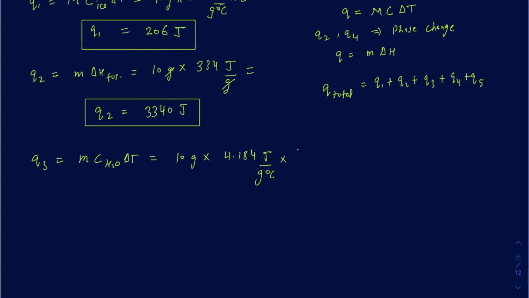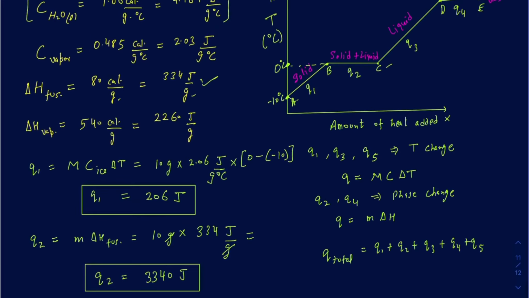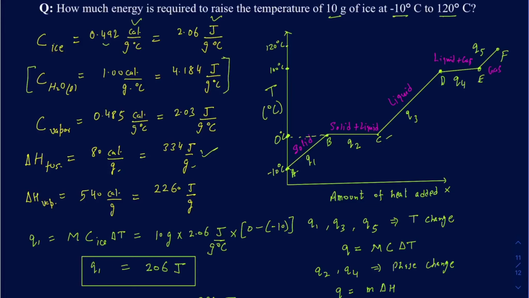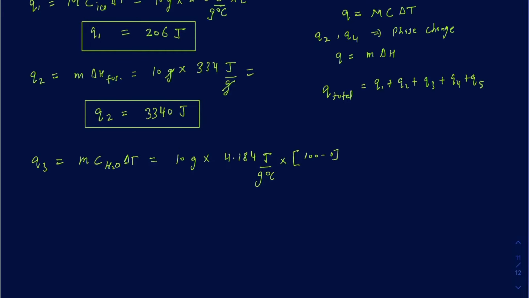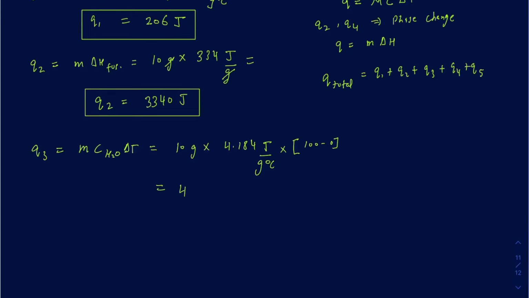Now the change in temperature is going to be T final minus T initial. So in this particular fragment, Q3, your final point is D and your initial point is C. C is at 0 degrees Celsius and D is at 100 degrees Celsius. So it's going to be 100 minus 0, which gives you 100 degrees Celsius. So 10 times 4.184 times 100 is going to give you about 4184 joules of energy for Q3.